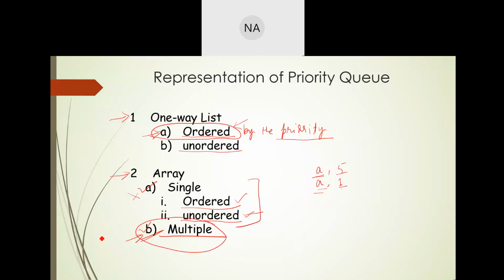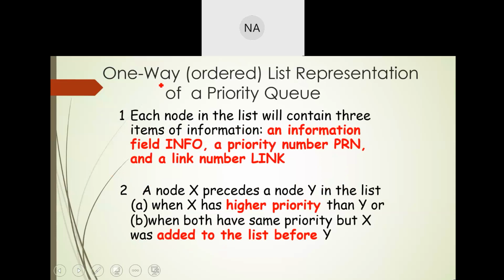Okay, so we will discuss the ordered one-way list representation and multiple array representation of the priority queue next. So first, linked list. So, one-way ordered linked list representation of a priority queue. Each node in the list will contain 3 items of information: the info part, the link part, and now we have additional information, the priority. So we have a priority number, PRN.